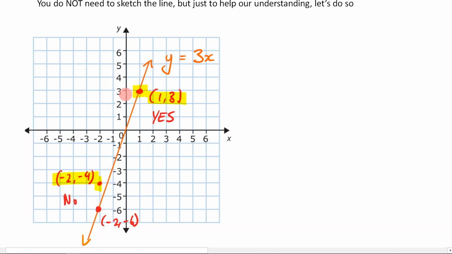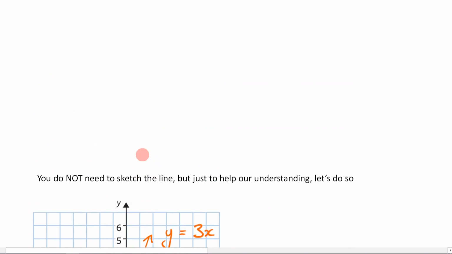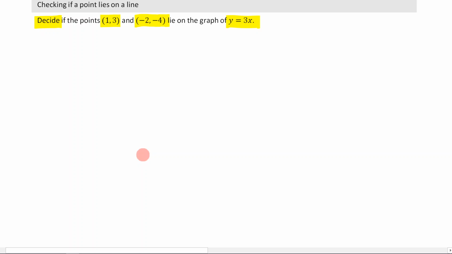But again, we don't want to have to sketch it. We want to figure out some way to do it algebraically to determine. So that's what I'm going to show you now, so you don't have to sketch it. That was just to show you what this looks like. What you should be able to do is answer it algebraically, which means the following.